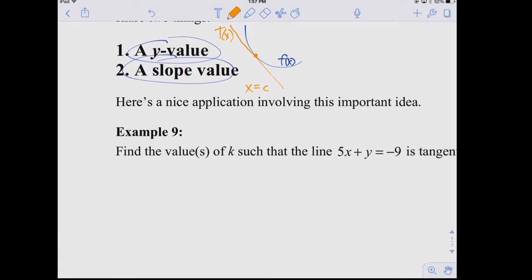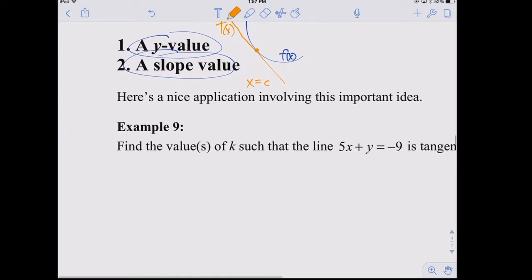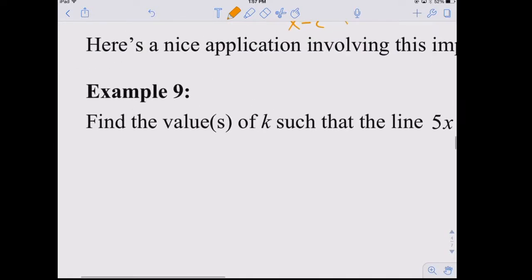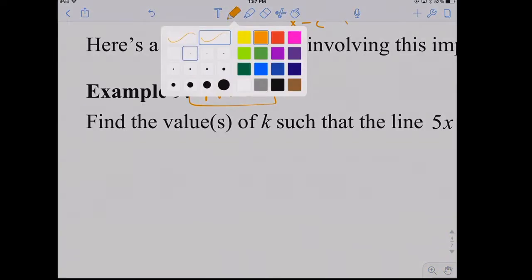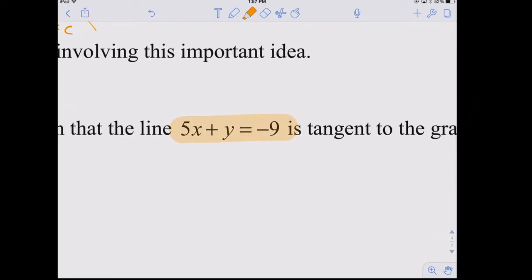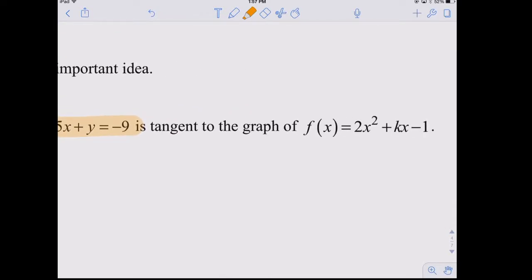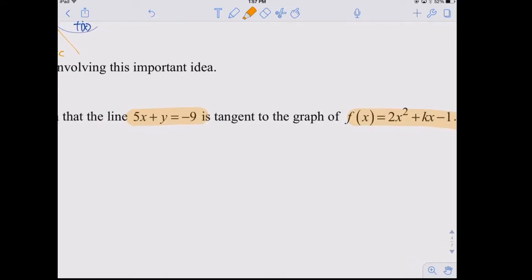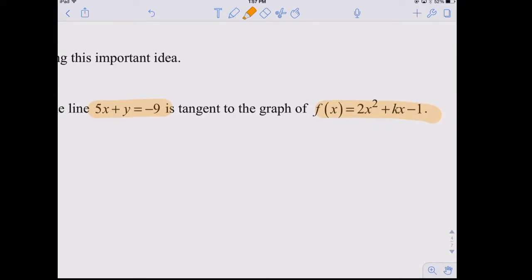Example 9. Here's a nice application. We had one like this on a previous worksheet, but I didn't kind of talk you through it. I was letting you kind of figure it out on your own. So many people just looked at the key and said, okay. I think we might have gone over it. But this also, I guarantee, will be a multiple choice question on your test. Very similar to it. Find the value or values of k such that this line is tangent to the graph of this quadratic. Find the value of k so that that tangent line is tangent to that parabola.